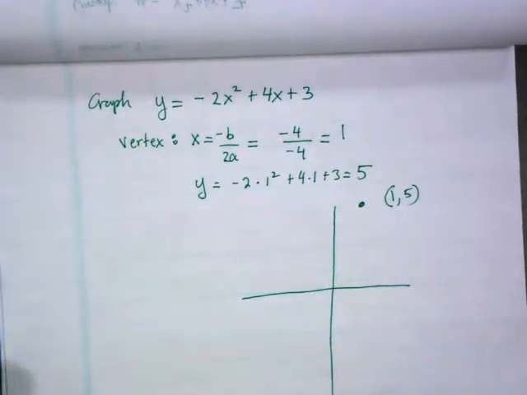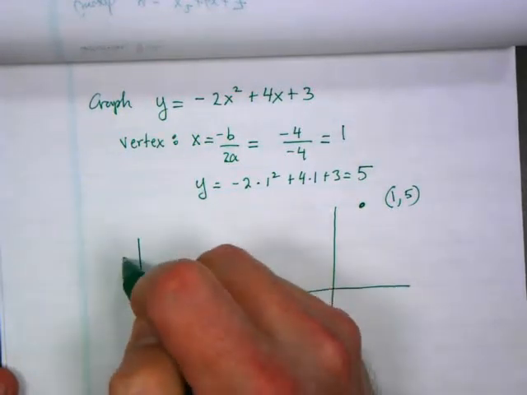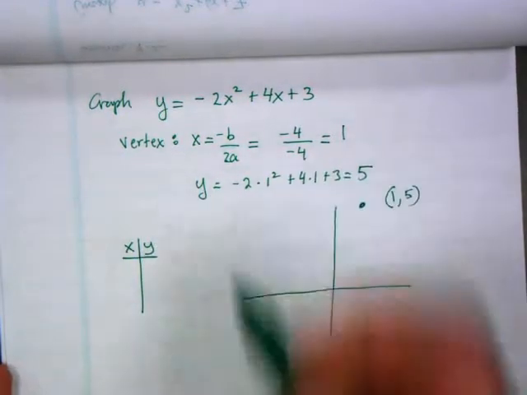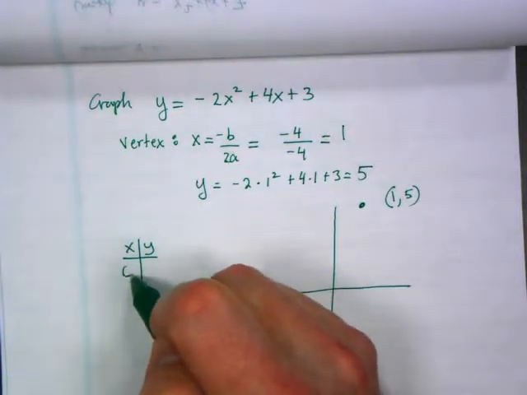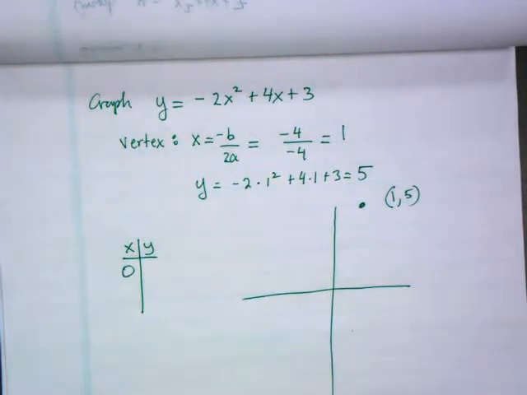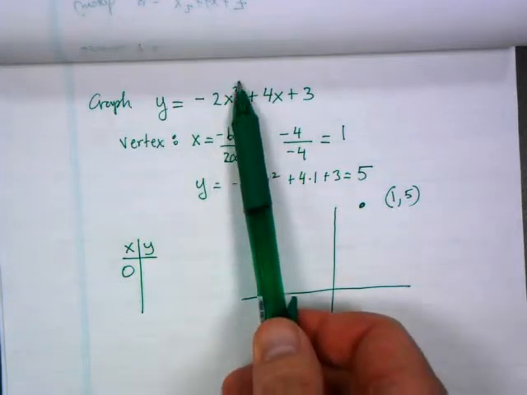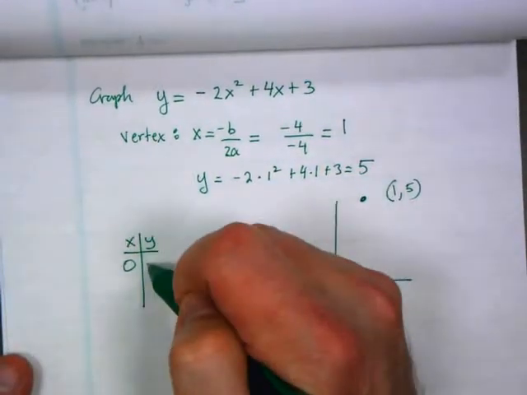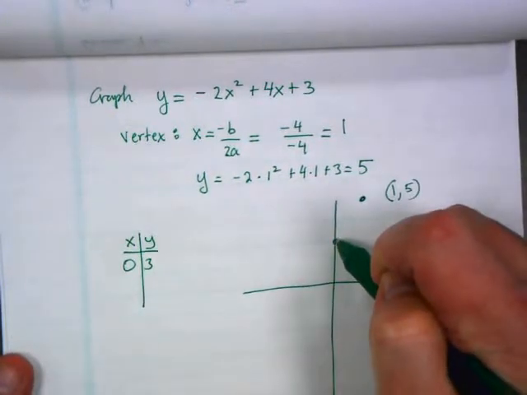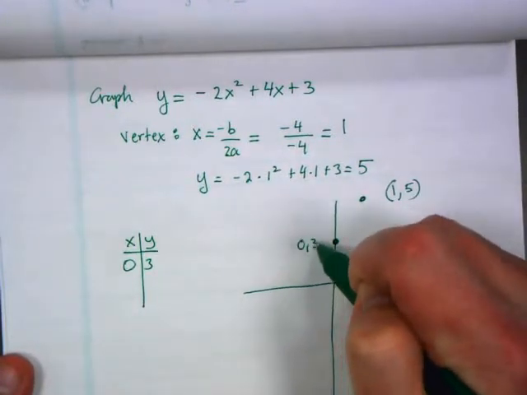All right, now what I would need to do is build a little table and plug some numbers in. So I would probably pick my favorite number in the whole wide world for x, 0. If I plug 0 in, what do I get for an answer? 3, because if I plug 0 in, this is going to be 0. That's going to be 0. The only thing left is 3. So I would have the point 0, 3.